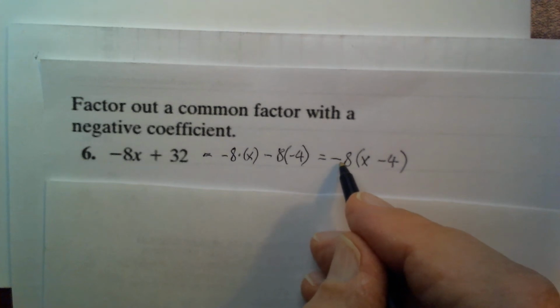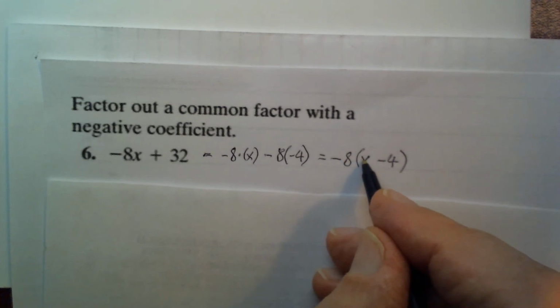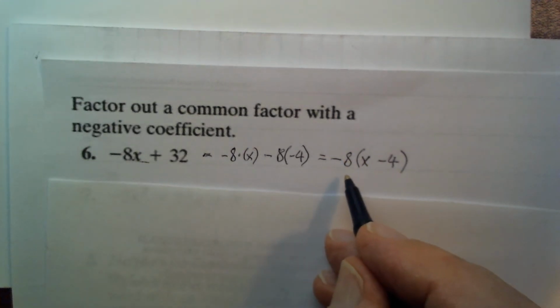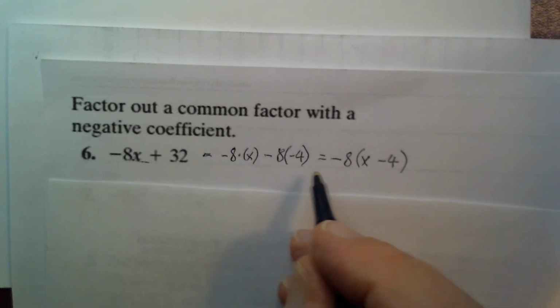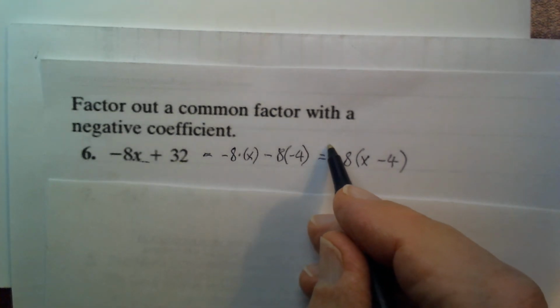So again, we can check our work. Minus 8 times x is minus 8x, and minus 8 times minus 4 is positive 32.